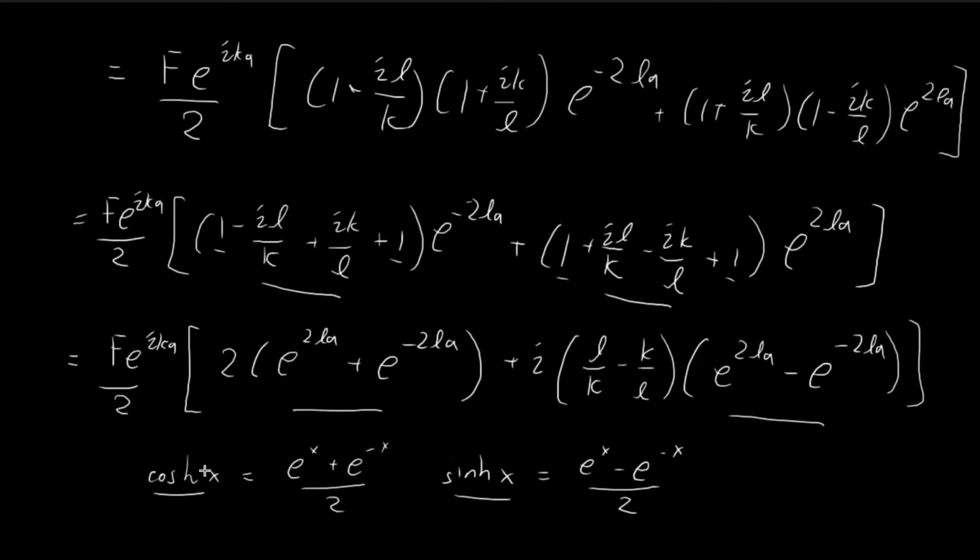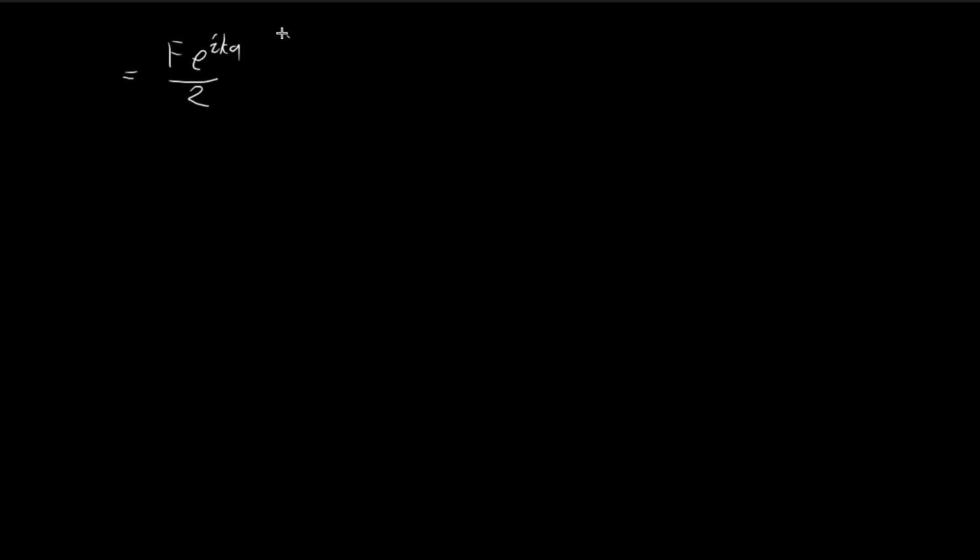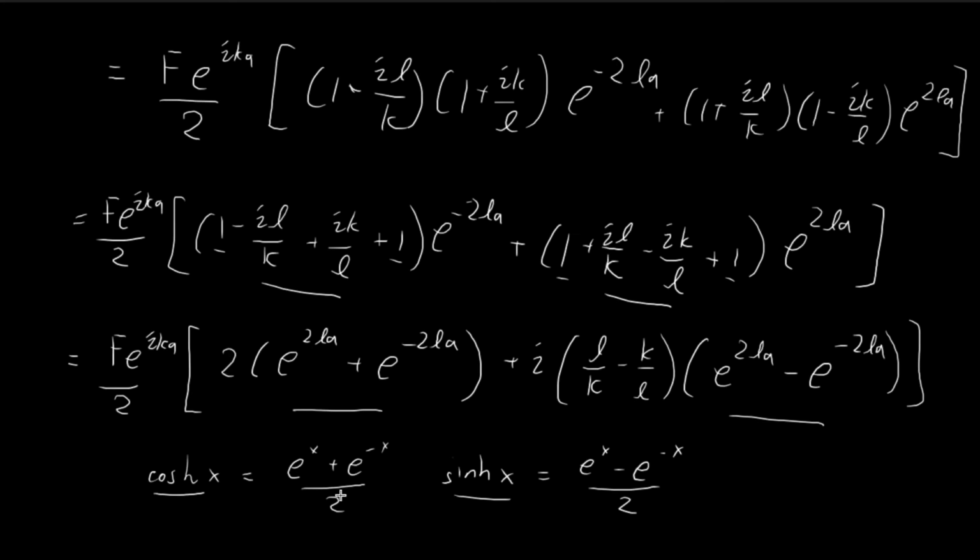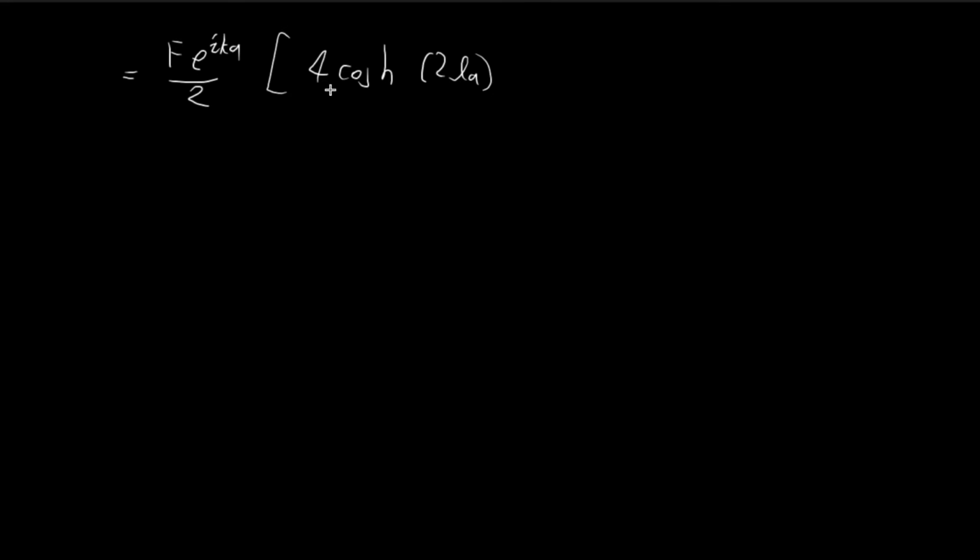So moving on with our simplification, let's just copy these terms down first. And so we have these two expressions here, and you can see that for this first expression, this looks like the hyperbolic cosine term multiplied by 2, because there's no divided by 2 here. So this expression just becomes 4 hyperbolic cosine 2la. So remember there's an extra 2 over here, so these 2's just multiply together, so you get a 4.